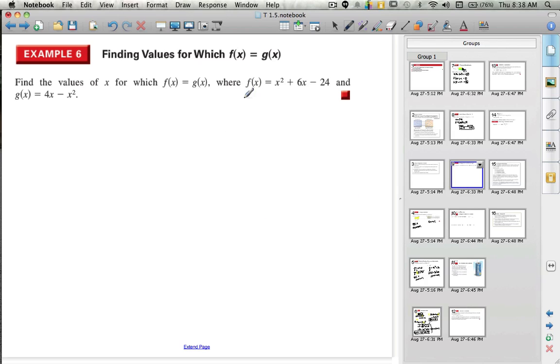Oh, so this is a little different. Finding values for which two functions equal each other. Okay, this is a lot like what we do when we do substitution and combination, only a little different. What I'm going to do is set, to find the values of x where f of x is equal to g of x, I make f of x, I know this is going to be a shock to you, I make it equal to g of x.